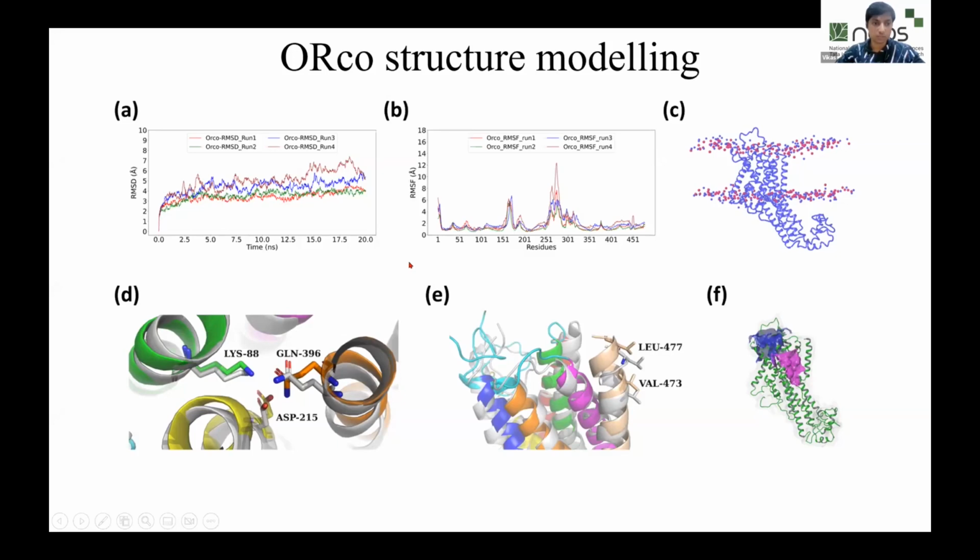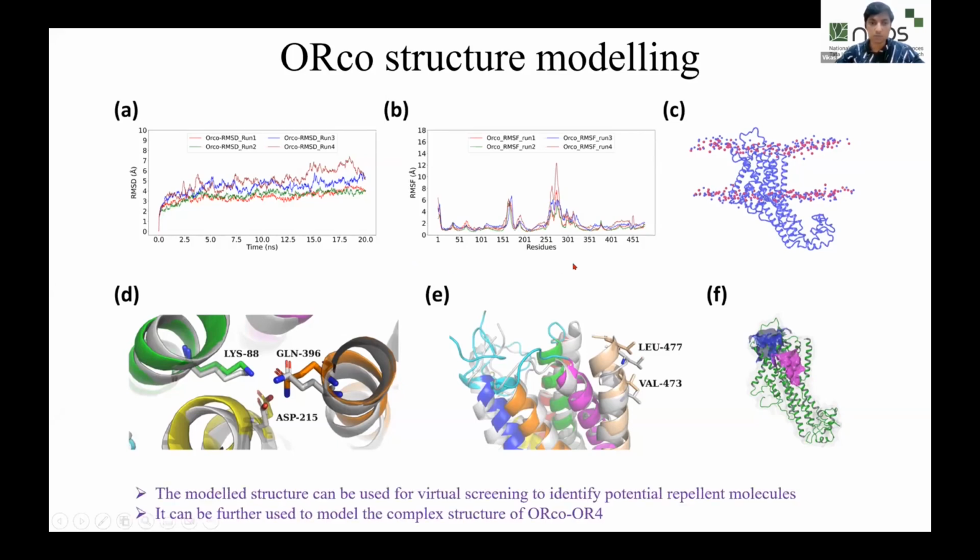In the case of ORCO, which is a conserved molecule across insect orders, we can identify important residues like the triad of polar residues or the hydrophobic residues which form the gate in the ion channel. Now that we have this final refined model for ORCO, we can use it for screening multiple natural compounds for potential repellent molecule identification, or it can also be used for building the complex structure for ORCO and OR4. This particular fundamental question of how different ORs interact with ORCO has remained elusive till date.